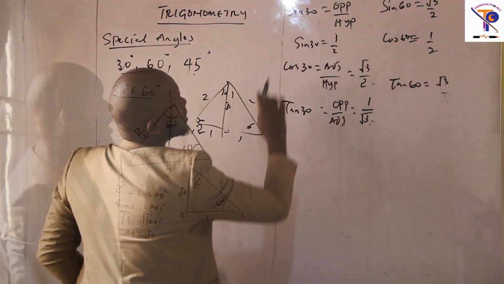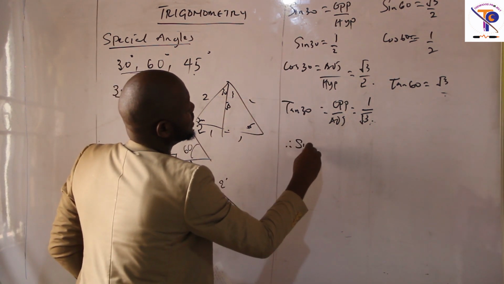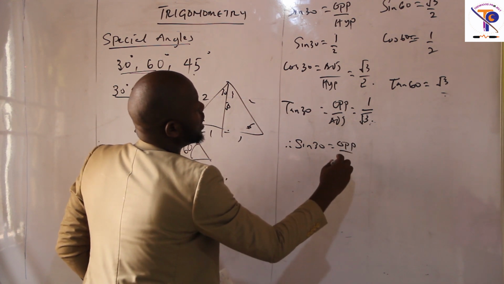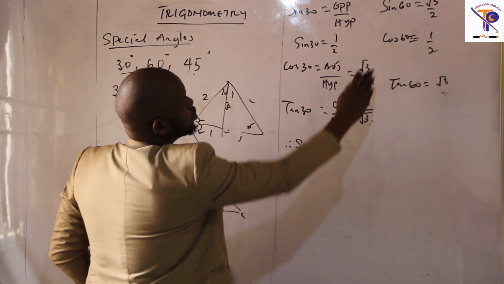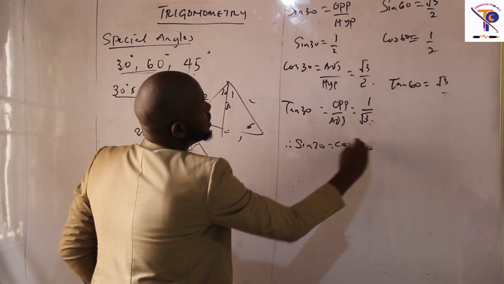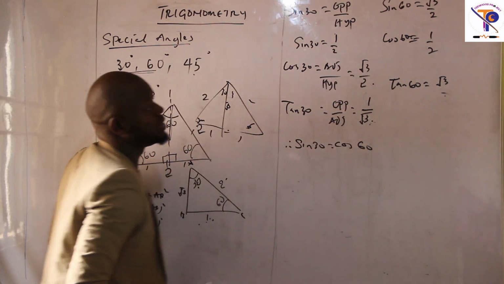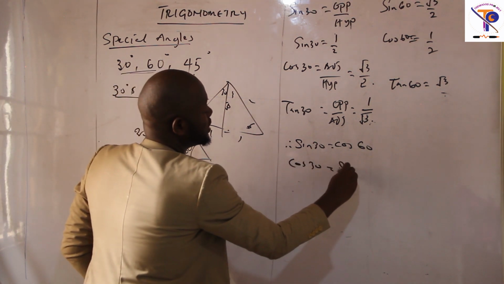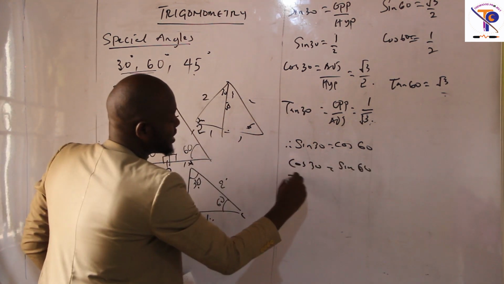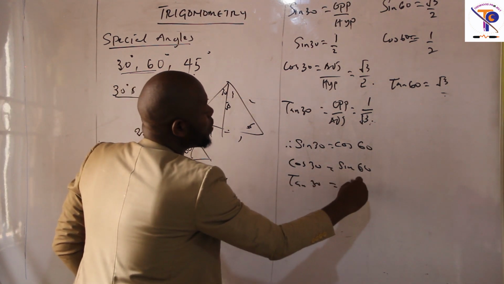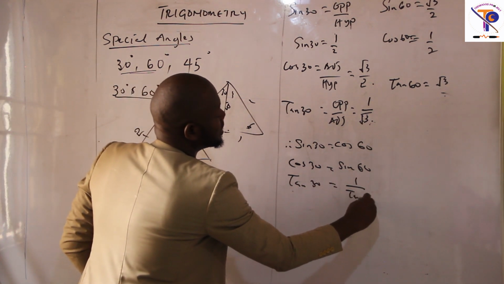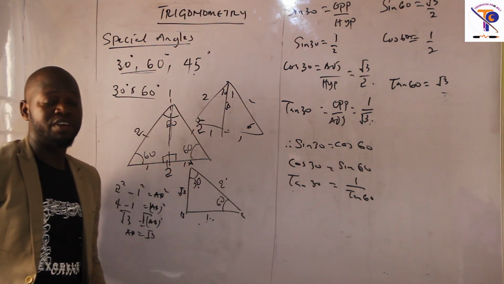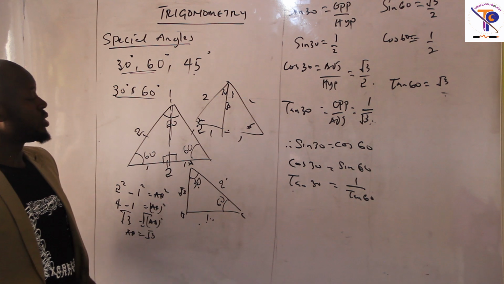Don't forget that sine 30 will be equal to cos 60, as you can see. Then cos 30 will be equal to sine 60, as you can see. And tan 30 is going to be 1 over tan 60. That is the reciprocal of tan 60. That is the summary of what I have here.